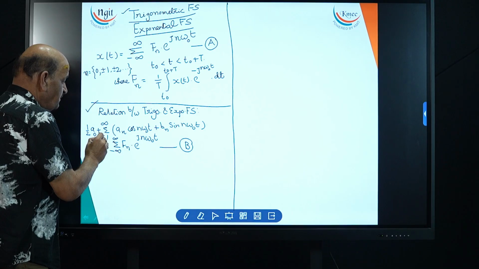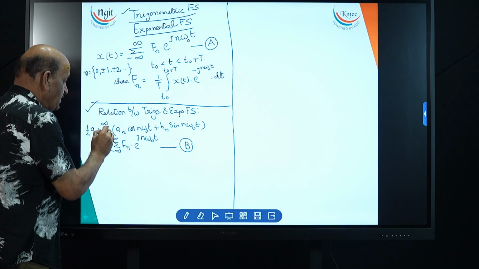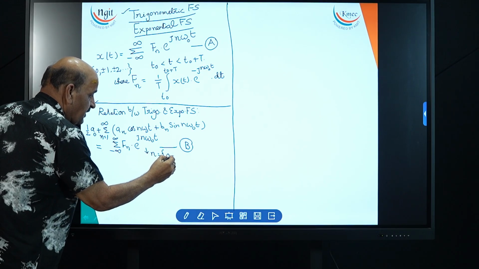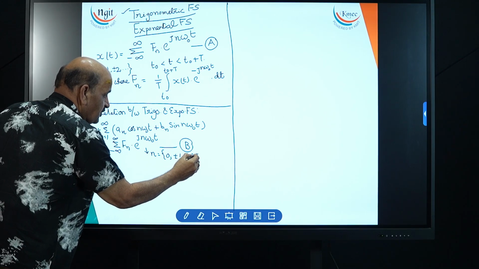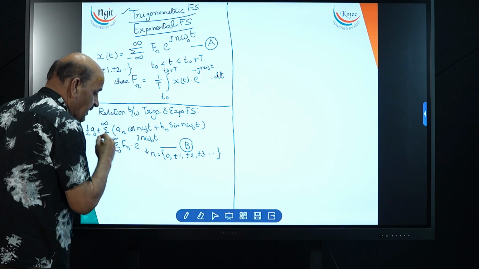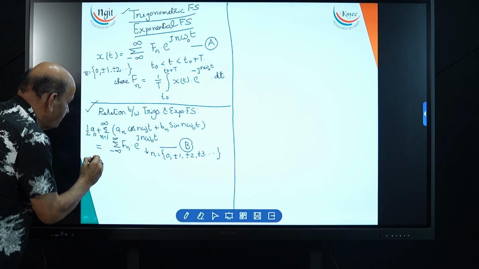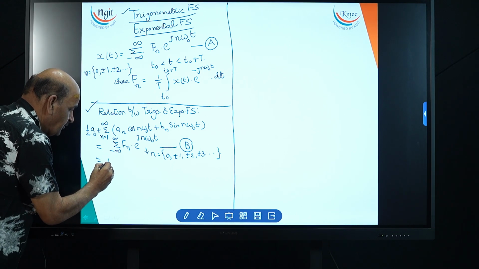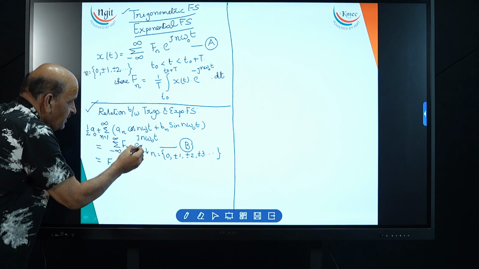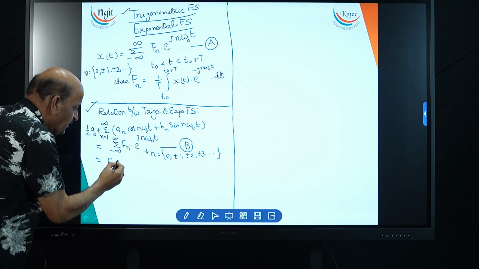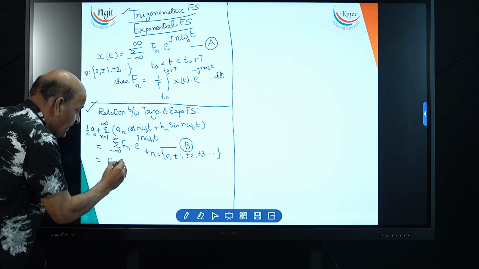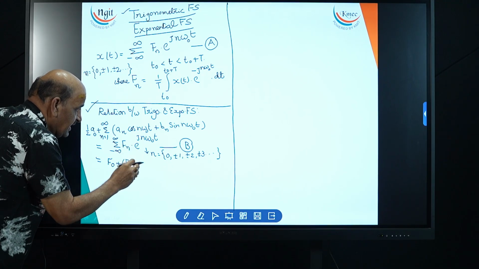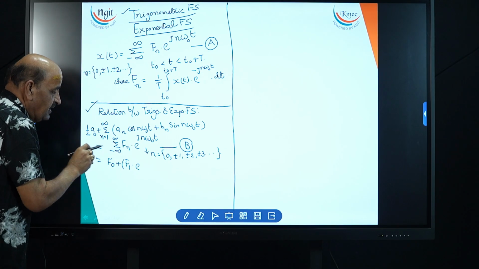But for the trigonometric series, n takes positive values up to infinity. But here, n is equal to 0, plus or minus 1, plus or minus 2, plus or minus 3, like that. Now just look at, you expand the right hand side. First you take n equal to 0. Then you get F naught into e power 0, which is 1.